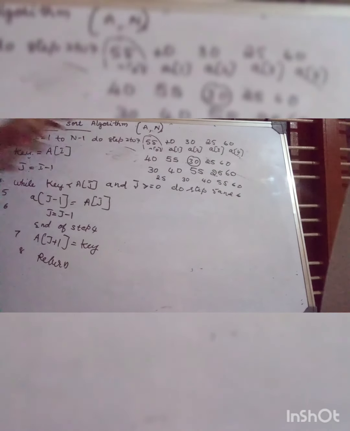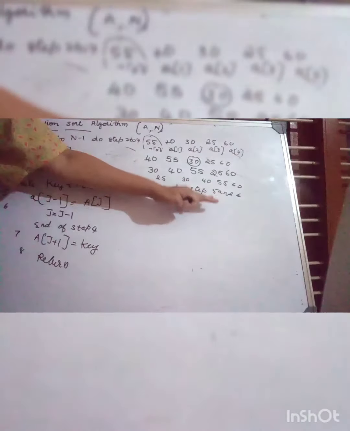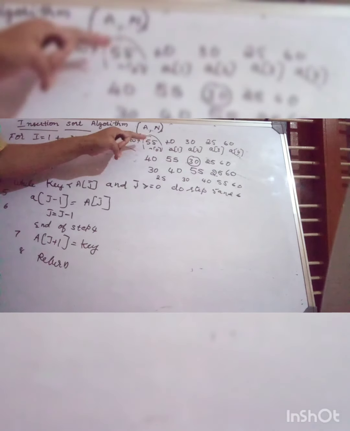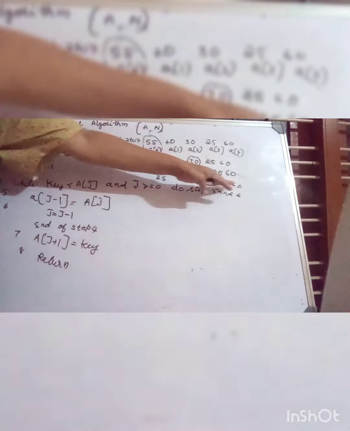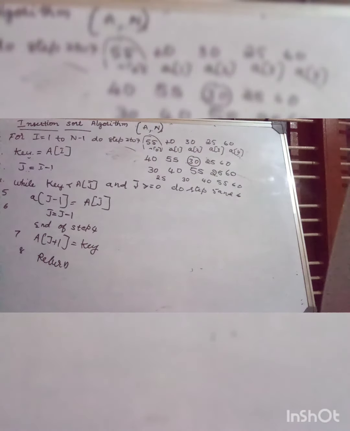In the next step I will consider 60, where there will be no change. In n minus 1 passes, that is 1, 2, 3, 4, since I have taken 5 elements, all the elements have been arranged. This is how we do insertion sort. Thank you.